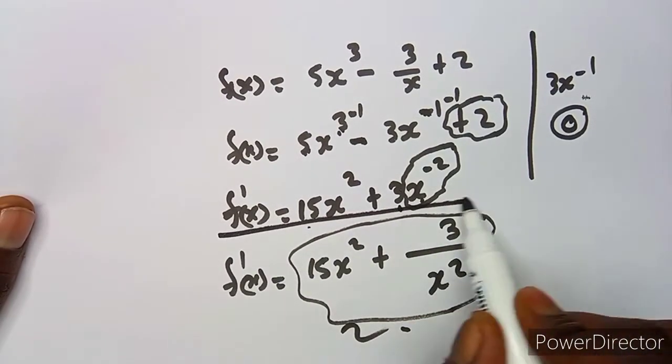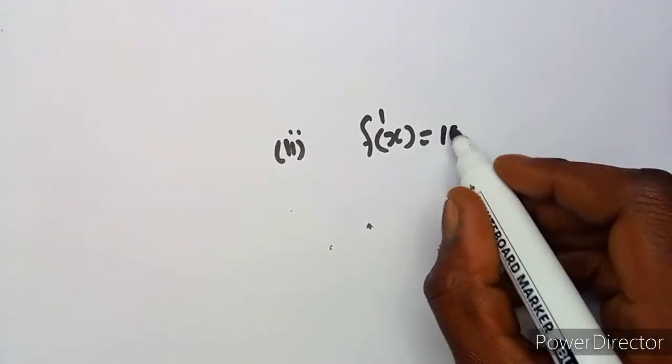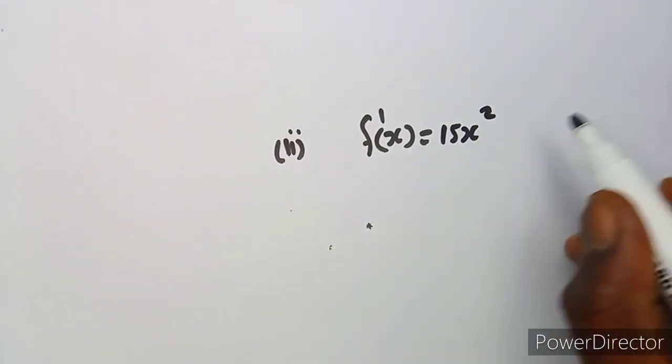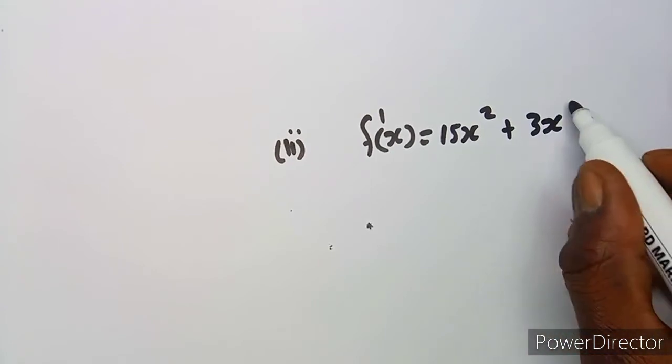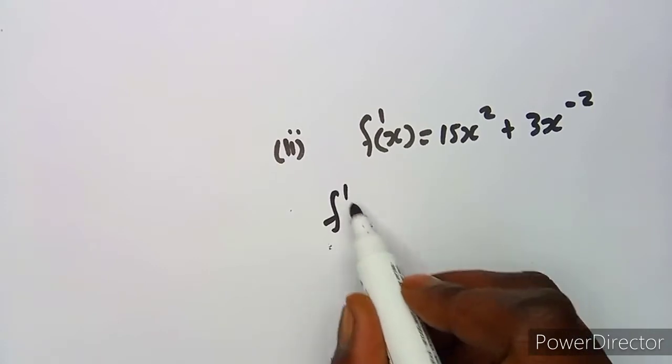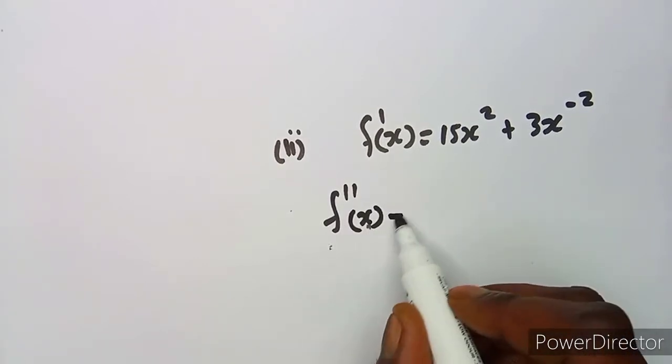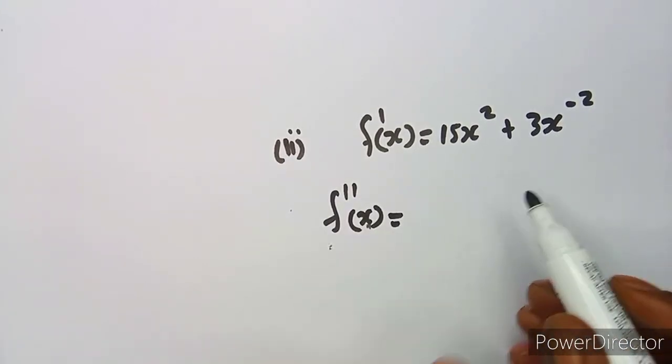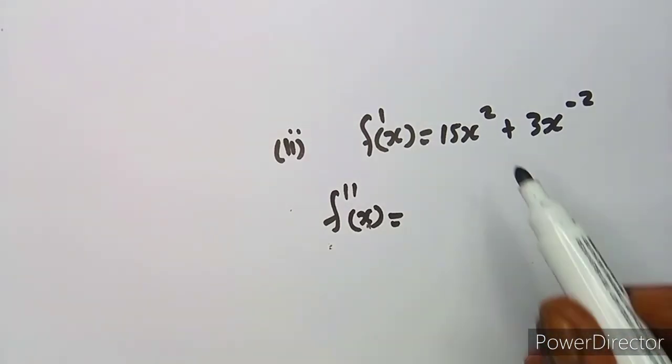So I'm going to write this, which is 15x squared plus 3x to the exponent of negative 2. So this was my first derivative, so therefore the second derivative is a continuation from where I was here. I'm going to find the derivative again.